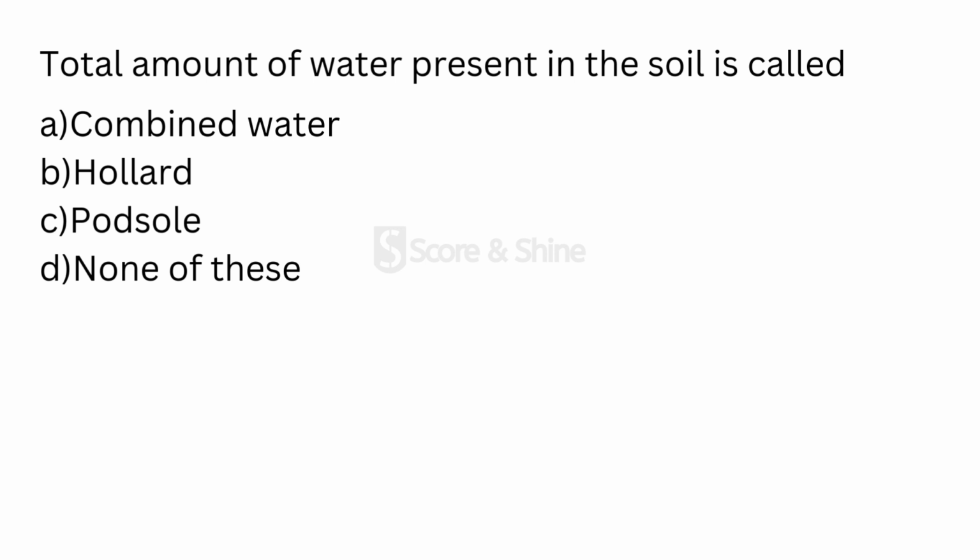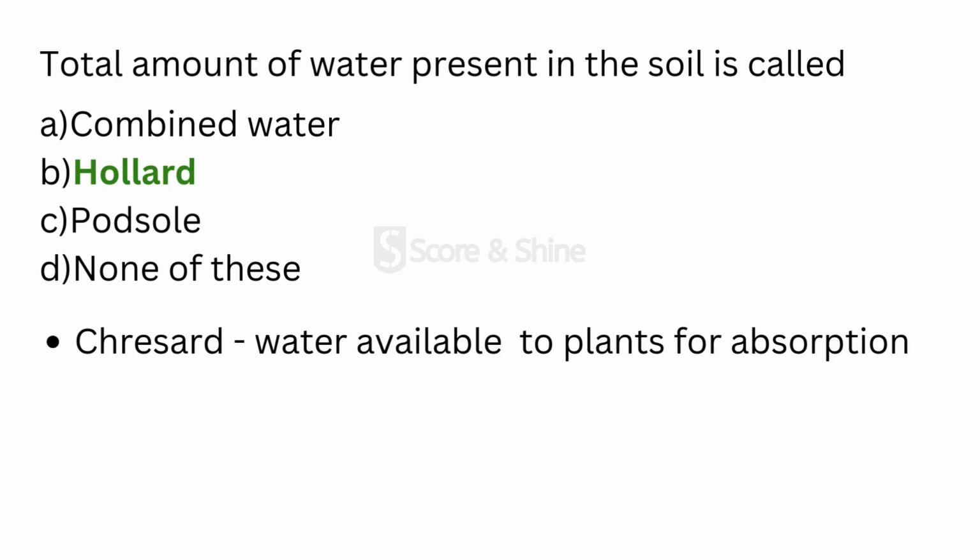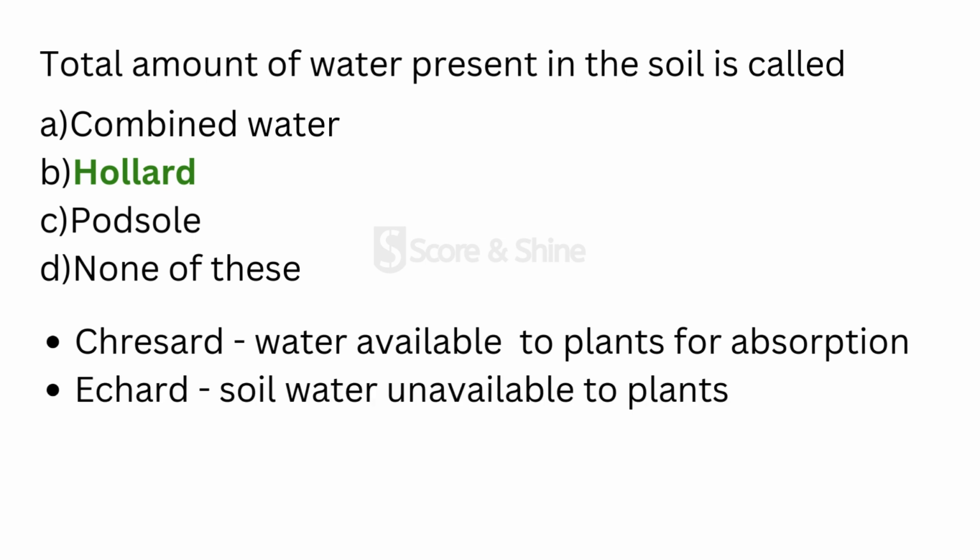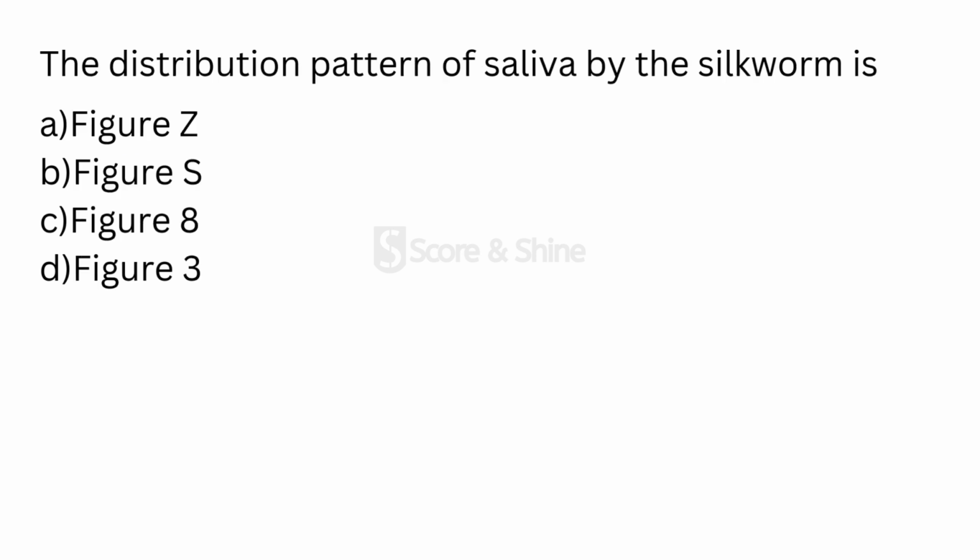And next, total amount of water present in the soil is called? The answer is Holard. And here Chresard is the water available to plants for absorption and Echard is the soil water unavailable to the plants. And next, the distribution pattern of saliva by the silkworm is? So the correct answer is figure 8.